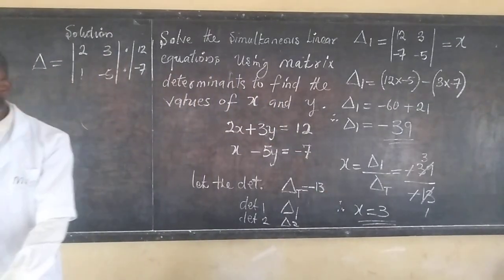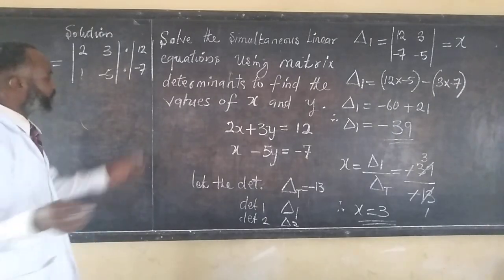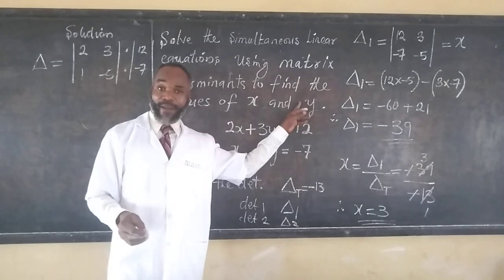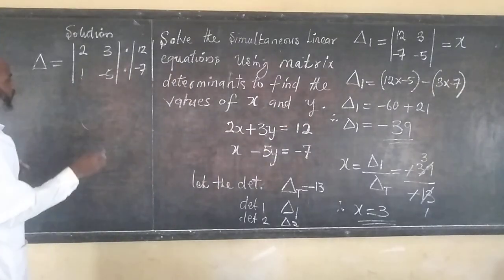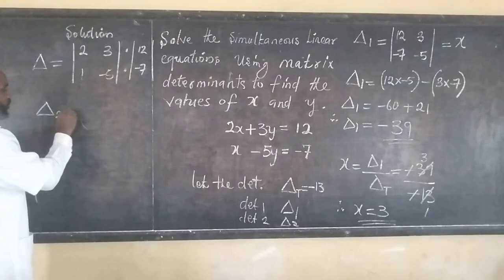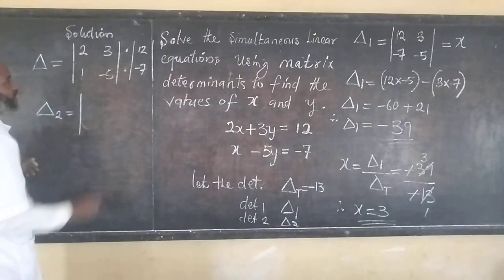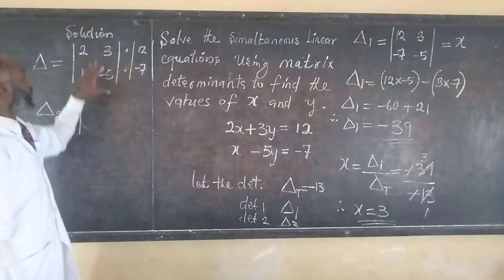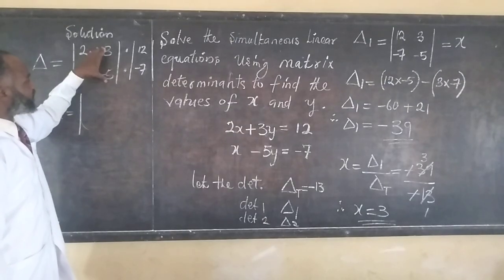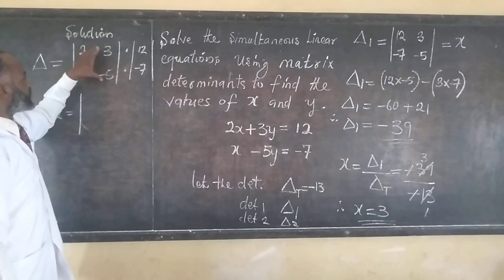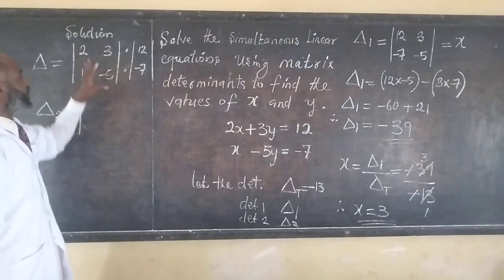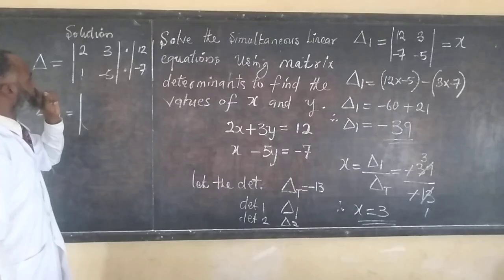Alright? So let's look at how we can find the value of y. For us to find the value of y, we need to determine determinant 2, which is given as, look at this. Determinant 2, our concern is this. Because that is what we are going to do. We have found determinant 1. Determinant 2 is this.